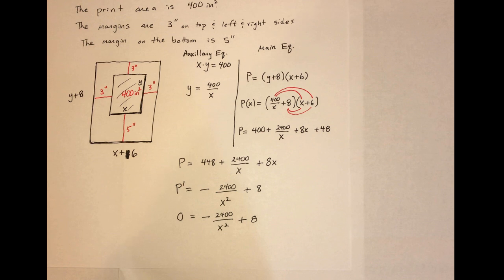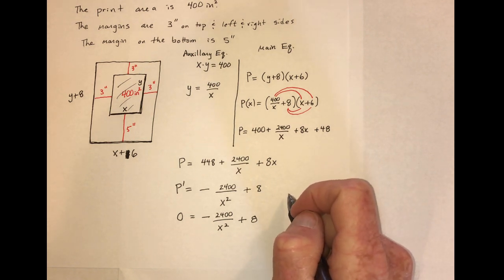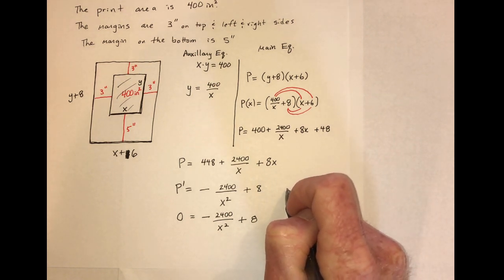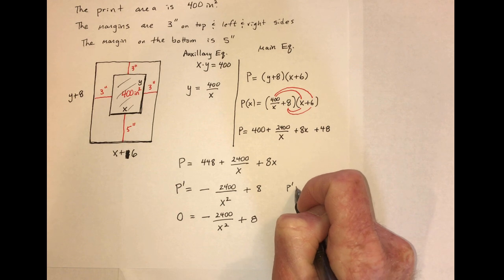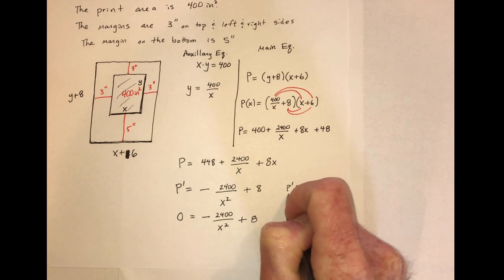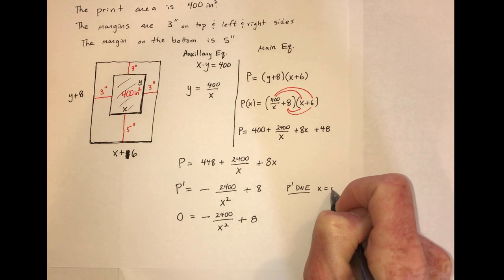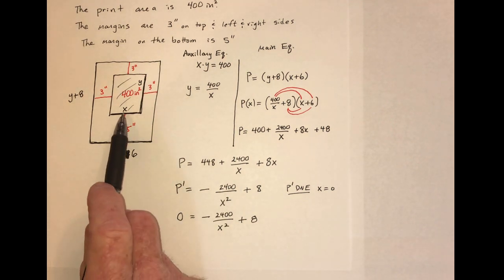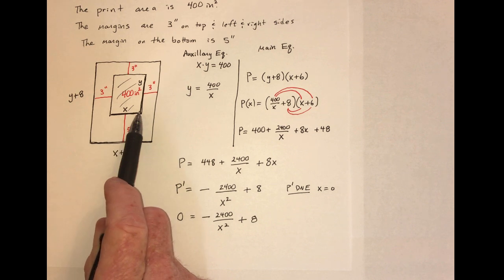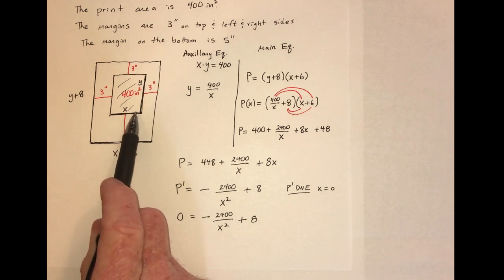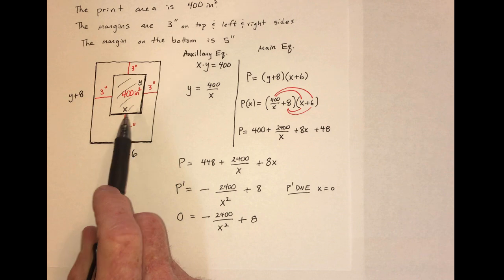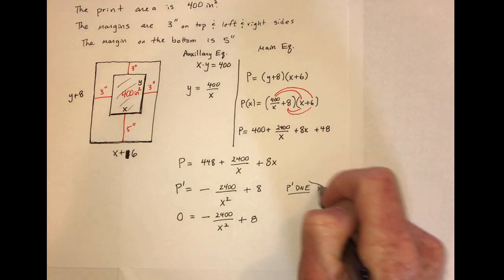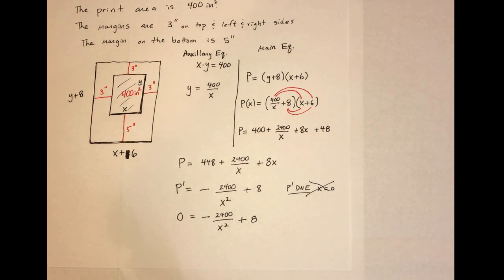Right now you might be saying, but wait, the derivative could be undefined if x equals 0. So actually we should look at that as a possibility. The derivative does not exist if x equals 0. But then that means on this poster, this side is 0. And that's not a very good looking poster if you have one side that's 0. That's going to be really hard to see. So in this case, that doesn't really help.